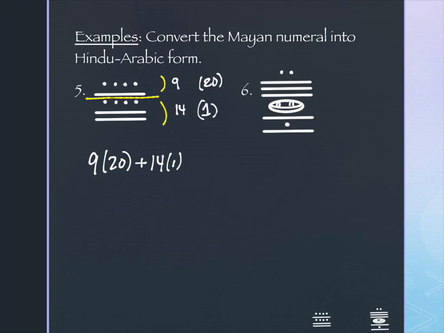So we're going to multiply. What's 20 times 9? 180. So 180 plus 14 would give you 194.